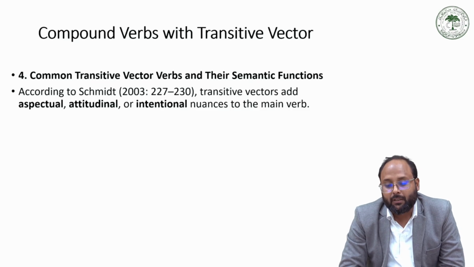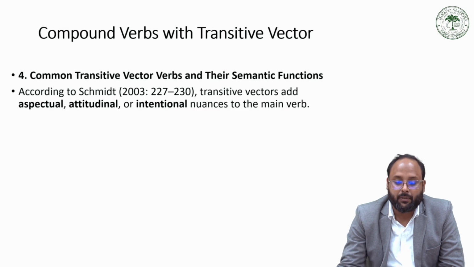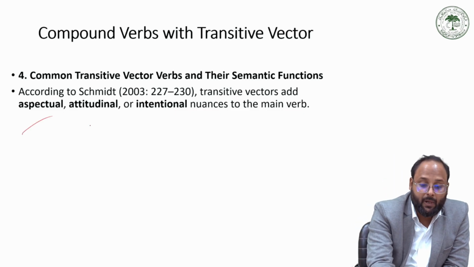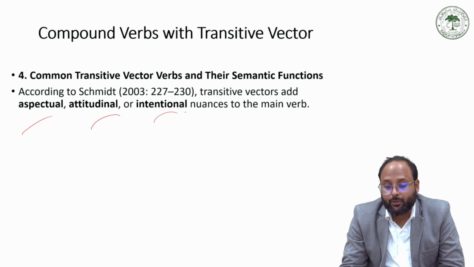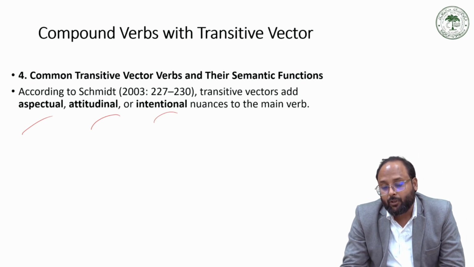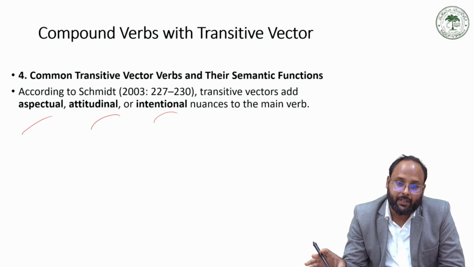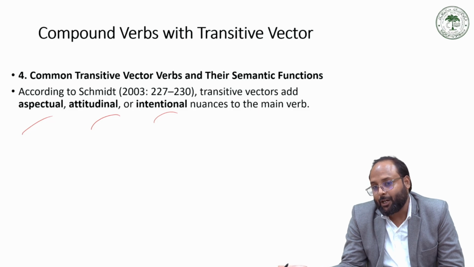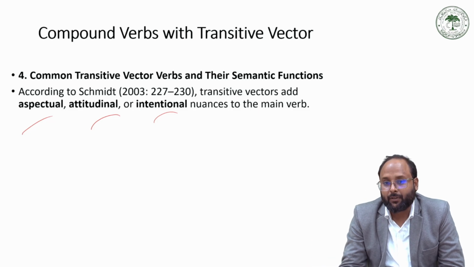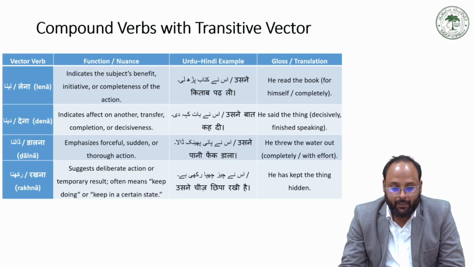Now we have some other transitive vector verbs and their semantic function. The transitive vector adds aspectual, attitudinal and intentional nuances to the main verb. These aspectual, attitudinal or intentional nuances come from the vector verb, not the main verb. Like the vector verb lena, उसने किताब पढ़ ली, gives the function of the subject as beneficiary, initiated or completeness of the action.